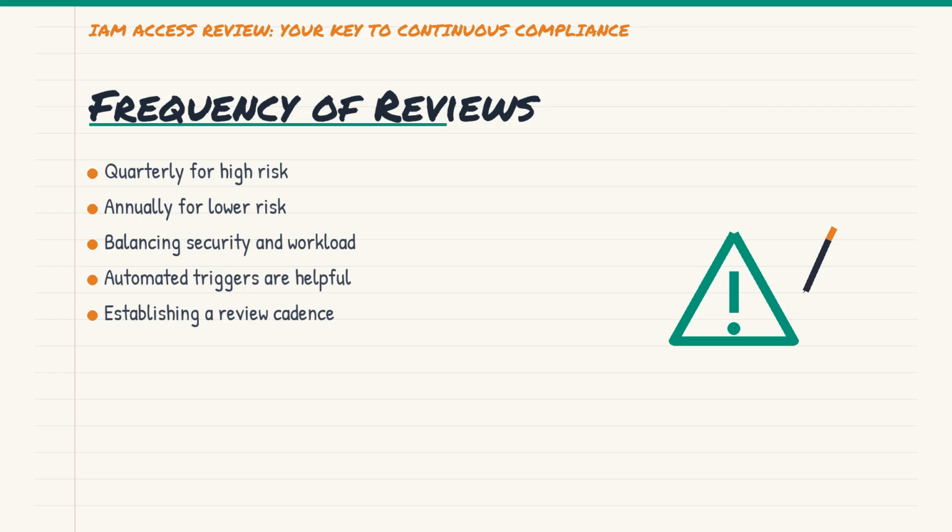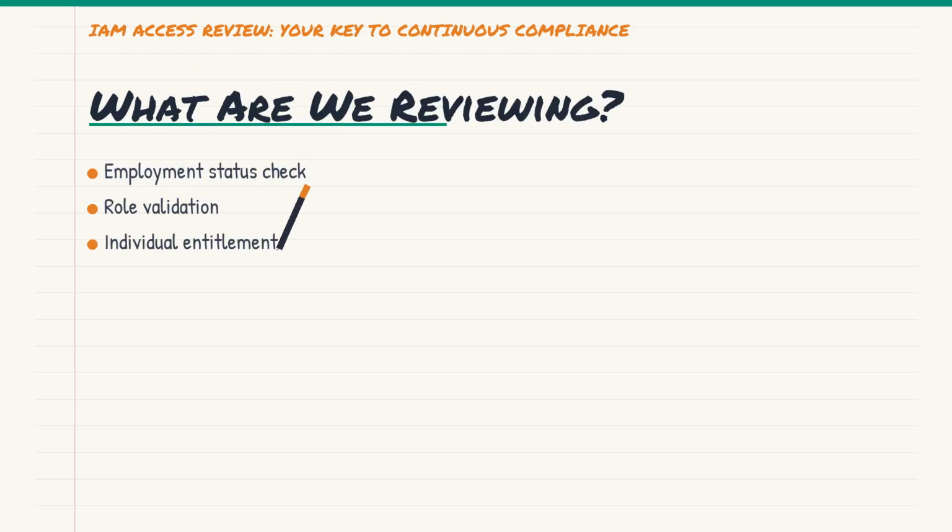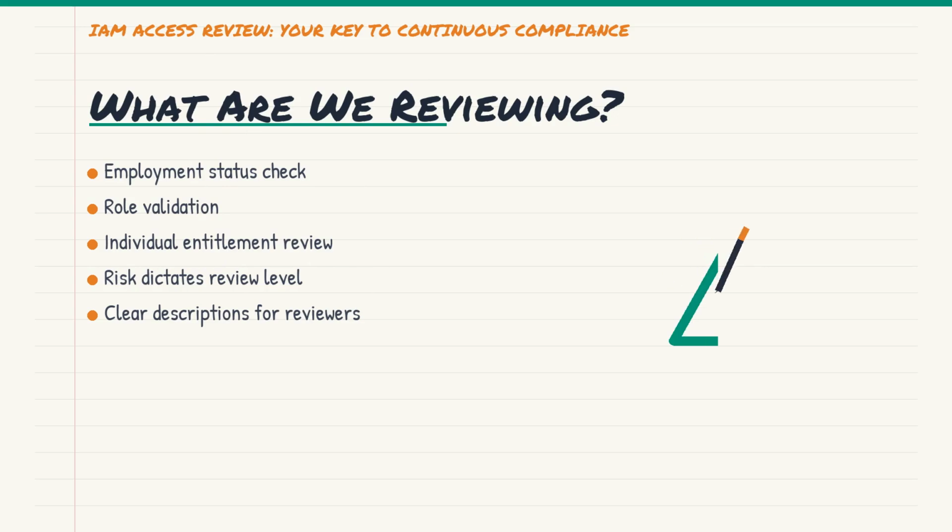Automated systems can help trigger these reviews at the appropriate intervals. It's about establishing a cadence that makes sense for your organization's risk appetite and operational realities. What exactly are we looking at during these reviews? It can range from the very broad to the very specific. At a high level, we might just verify if a user is still employed. Sounds basic, but it helps catch those dormant accounts.